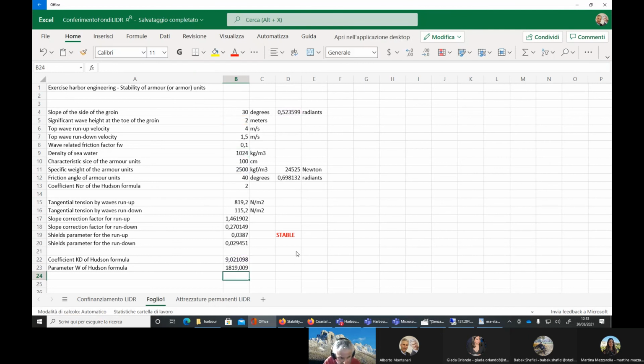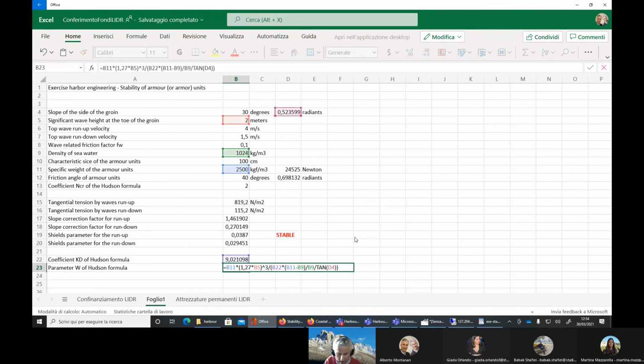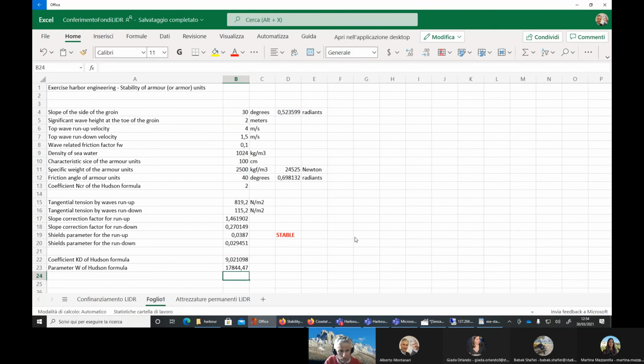Okay, and I think it should be completed. Let me see. Okay, I think it's a bit too low. Yeah, it's a bit too low because let's put it in Newton actually. So I think here times 9.81. Okay, this is in Newton.